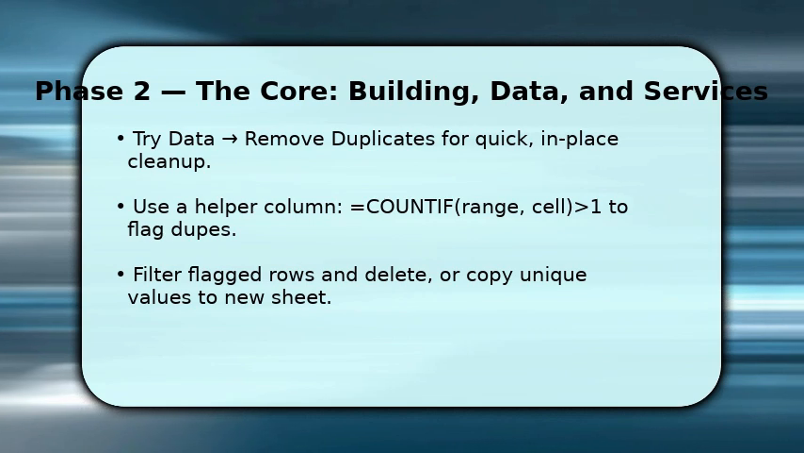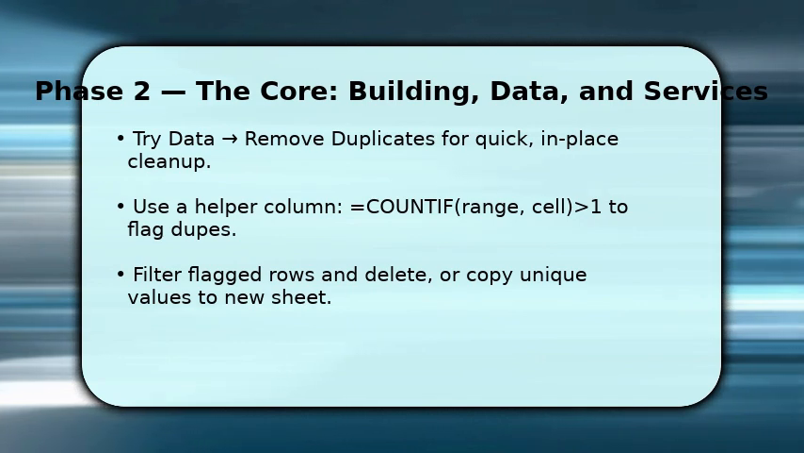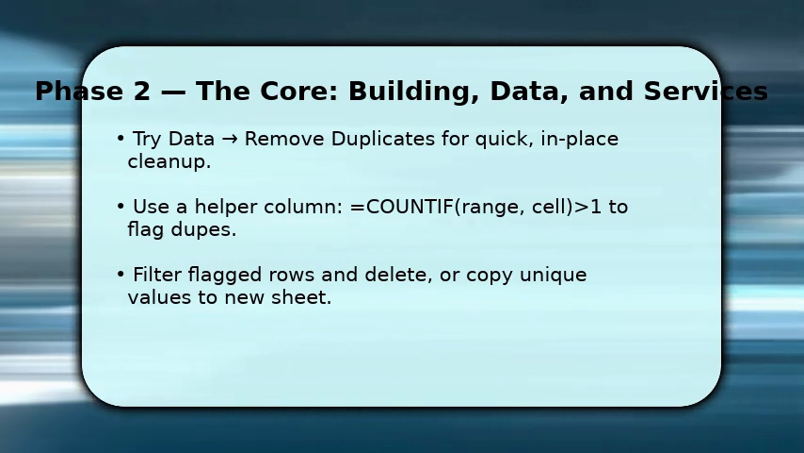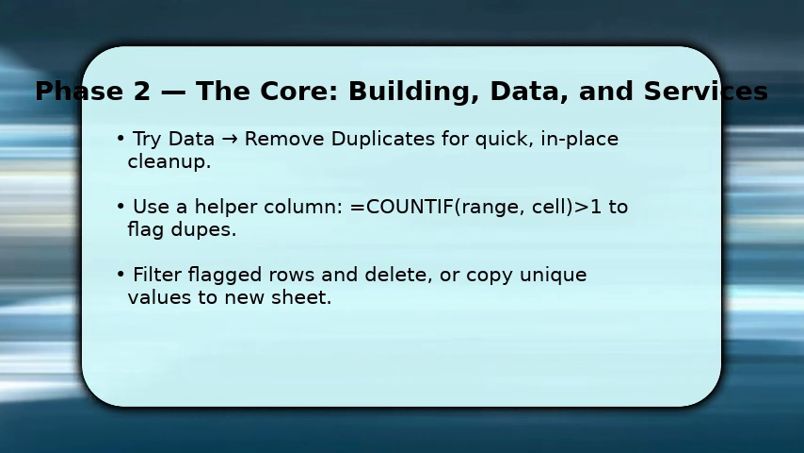Enter =COUNTIF($A$1:$A$100, A1)>1 and fill down to mark duplicates. Once you see TRUE for duplicates, filter that helper column and delete rows, or copy only FALSE rows to a new sheet. This method shows why something is removed and lets you verify before permanent deletion.